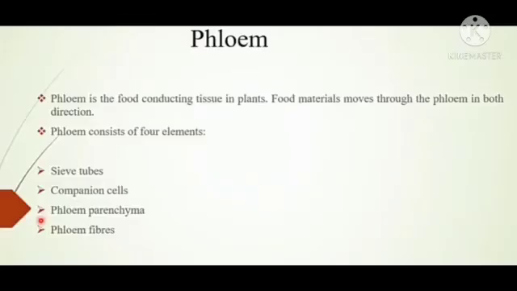Now, phloem tissue is the food conducting tissue in plants. Food materials move through the phloem in both directions, means upward direction and downward direction also. Phloem tissue consists of 4 elements. First is the sieve tube, second is companion cells, third is phloem parenchyma, and fourth is phloem fibers. Now look at the diagram of phloem tissue.